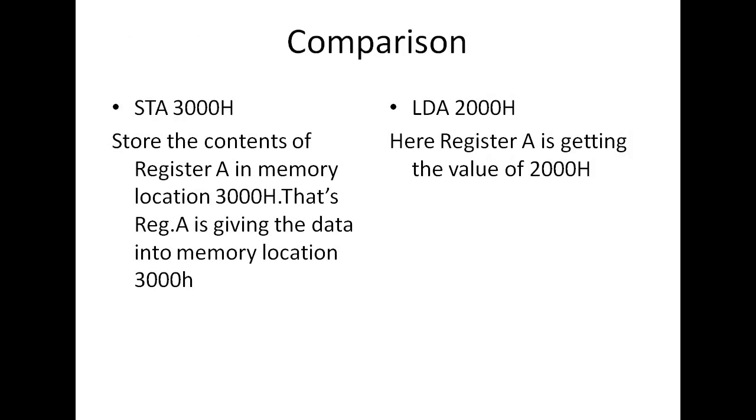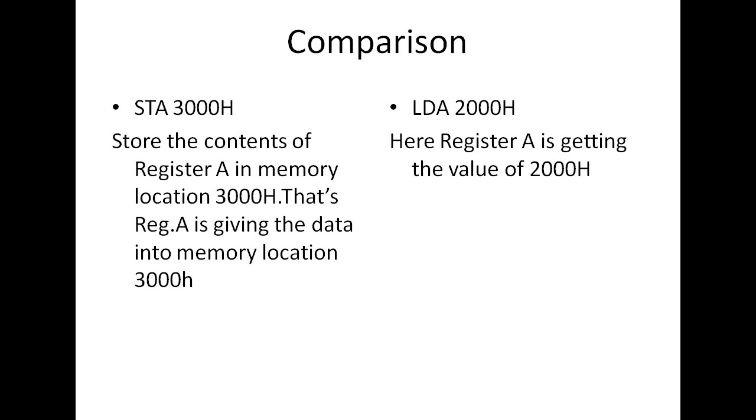Another example, STA 3000H. What does STA mean? ST means store. Store the contents of register A. See, since I is not given here, is 3000H data or address? It is an address. So STA means store the contents of accumulator, or register A, in the memory location 3000H. The memory location 3000H is directly given in the instruction.